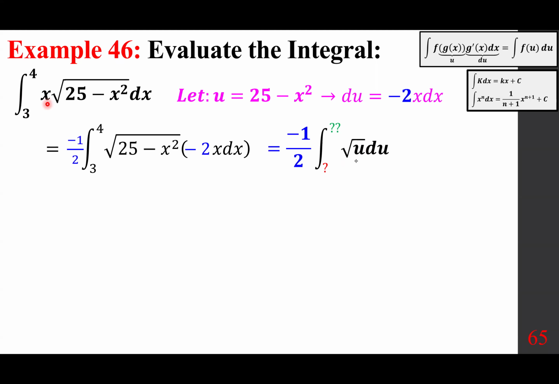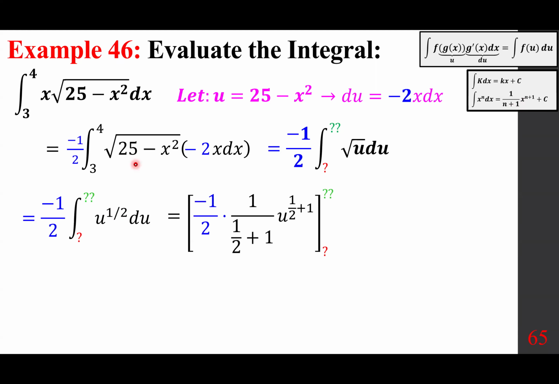So let's rewrite this as u to the power of 1/2. And the reason we do that, so we can use the power rule on that. So this remains. This is 1 over 1/2 plus 1 u to the power of 1/2 plus 1. We've done it several times. 1/2 plus 1 is 3/2. This is 2/3. The product of these two is negative 1/3. And again, notice I don't have the limits yet.